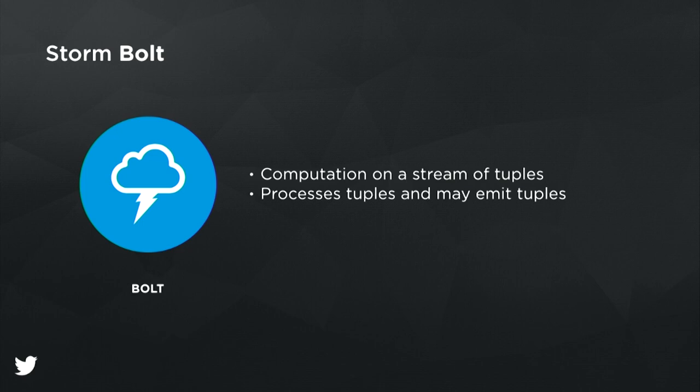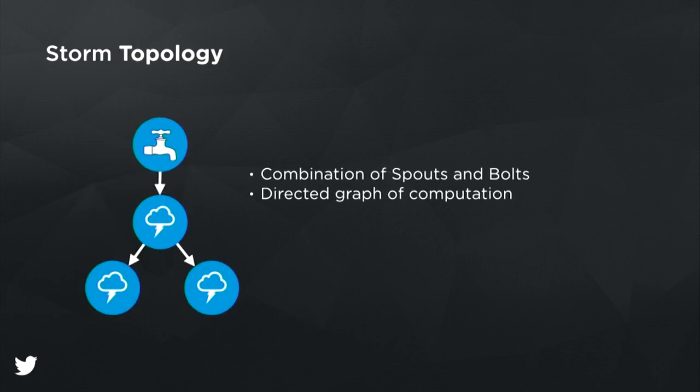It's a computation on a stream of tuples. This is really the workhorse of the system and where you put the majority of your logic. A bolt processes tuples from spouts and can combine them, filter them, or do operations on them, and potentially also emit tuples. With these two abstractions combined, Storm forms a directed graph of computation. Data starts flowing from spouts and flows through bolts, and eventually ends.